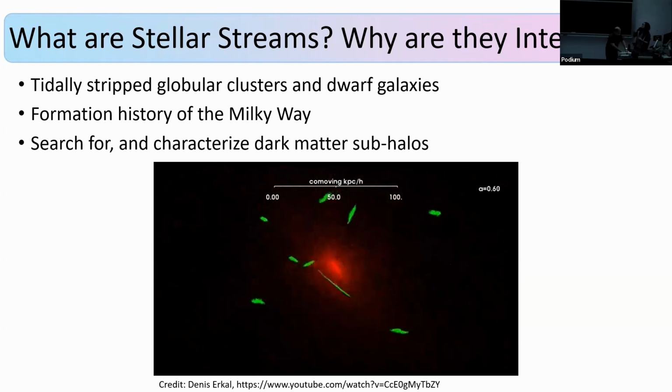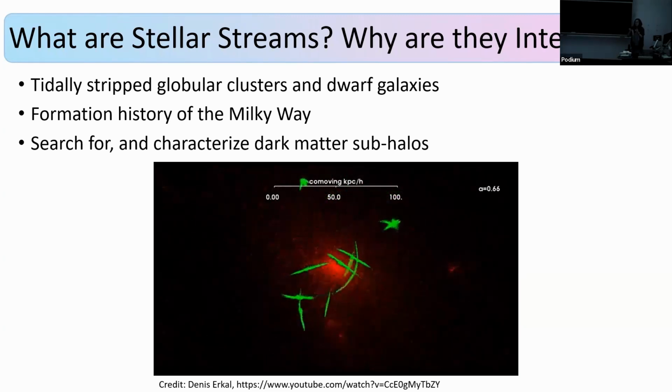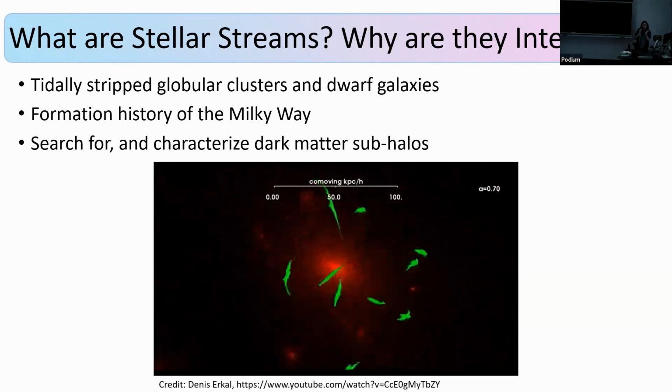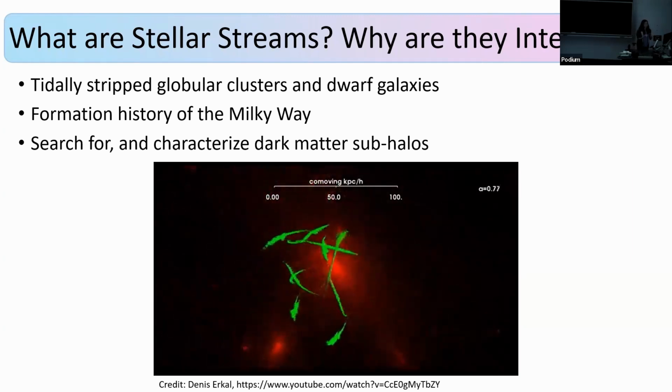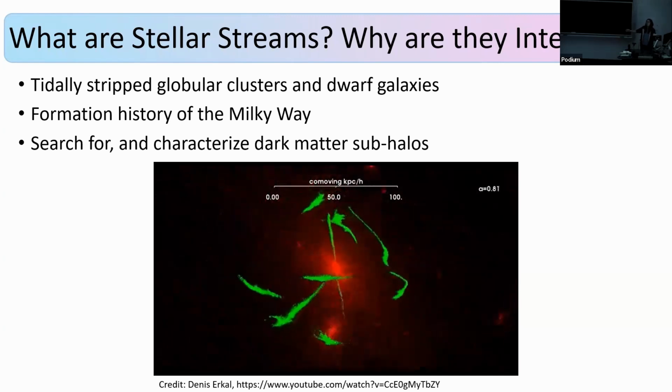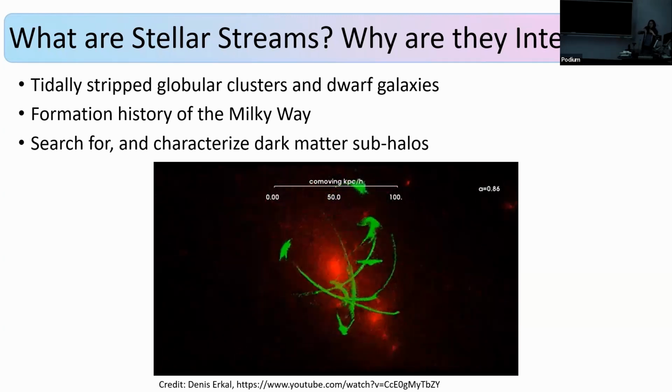Sorry. All good. But the green points are the globular clusters and the dwarf galaxies. As they orbit the Milky Way, some parts of the ball will experience slightly more gravity than the other side. So as it orbits, it gets slowly pulled apart until it becomes a literal stream of stars in the sky. So why are these cool?